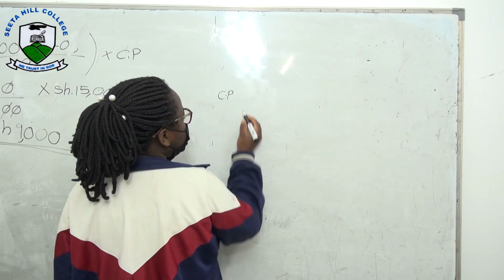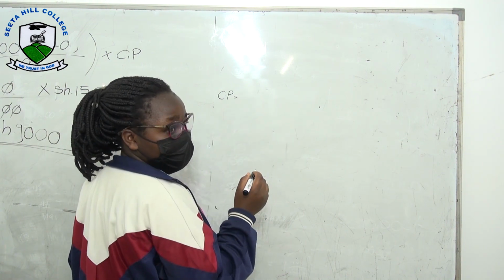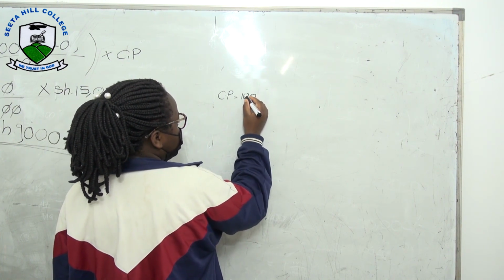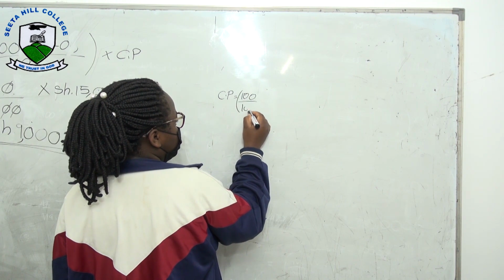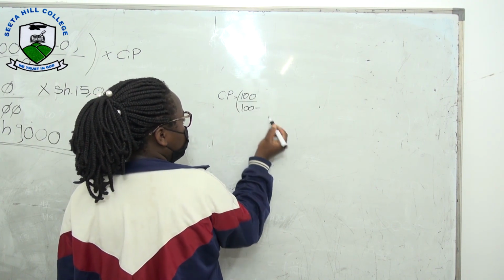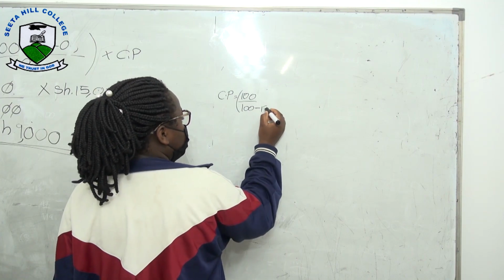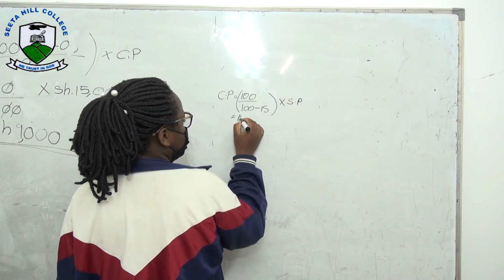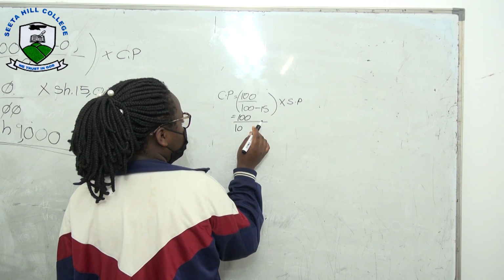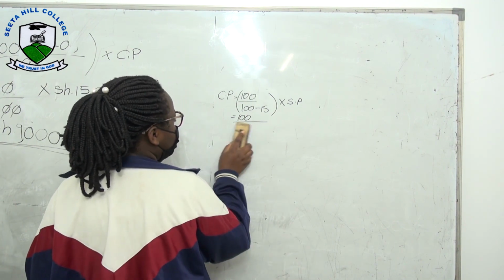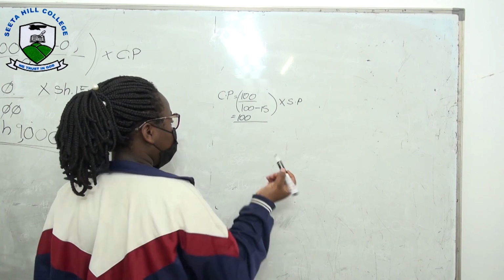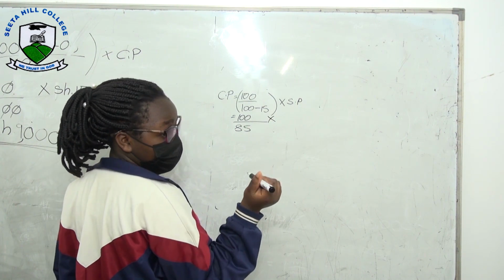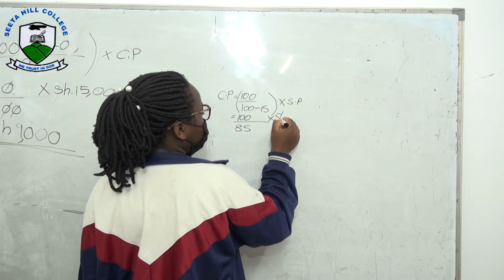Grace paid 15,300 after being given a discount of 15%. What was the original fee? So it will be 100 out of 100 minus 15 times the selling price. So it will be 100 out of 100 minus 15, that is 85. Hence the selling price is 15,300.